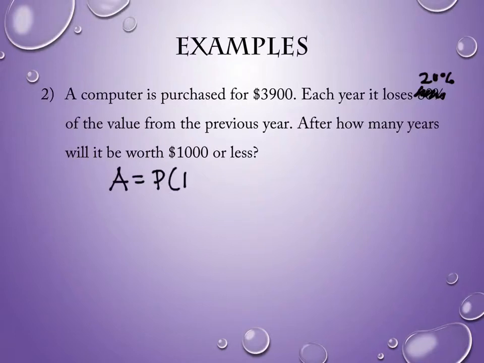A equals P(1 plus R over N) to the NT, kind of an idea. It won't fit this perfectly, but it's the same idea. The A is the amount that we want it or expect it to be worth later on. That's the $1,000. P is the amount it's worth at the beginning. That's our $3,900. Okay, so now here's the deal. This part of the equation talks about how the investment is changing.